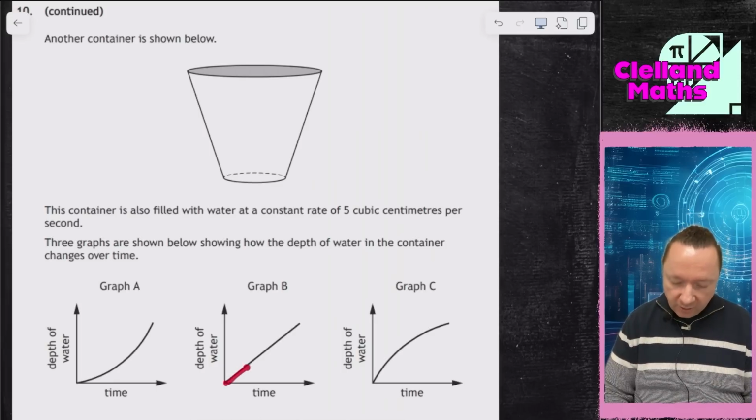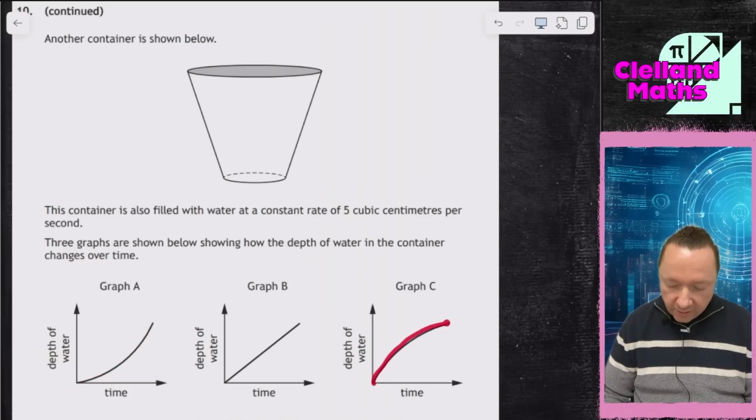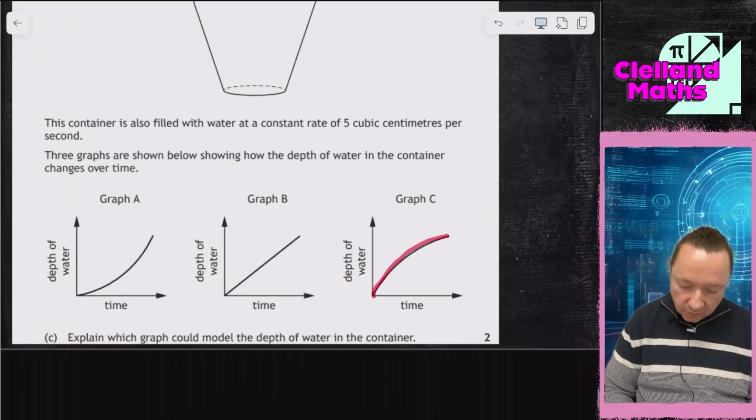Well, that doesn't happen at B, that's just the same over time, so it's not B. A and C, we've got a choice of now. Well, that's actually getting faster as it goes. That's getting slower as it goes. It starts fast and gets slow as it goes, so it's graph C.